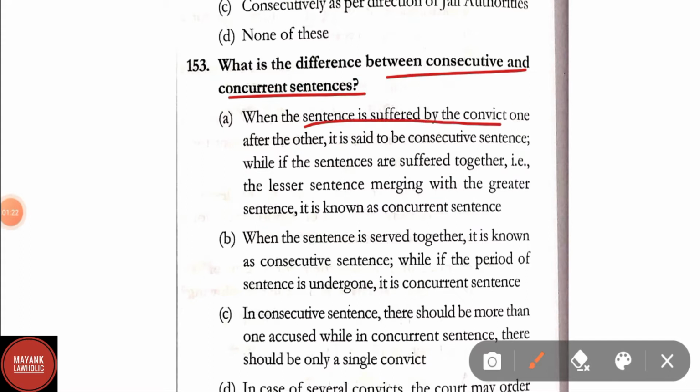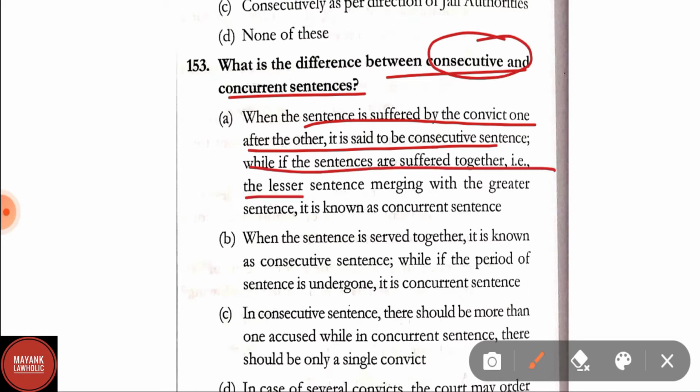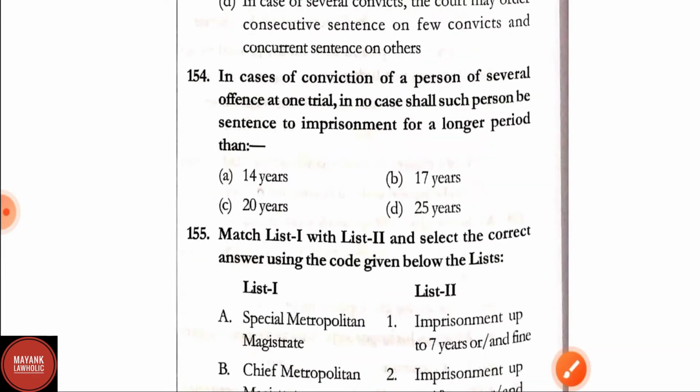When the sentence is suffered by the convict one after the other, it is said to be consecutive sentence, while if the sentences are suffered together, that is the lesser sentence merging with the greater sentence, it is known as concurrent sentences.